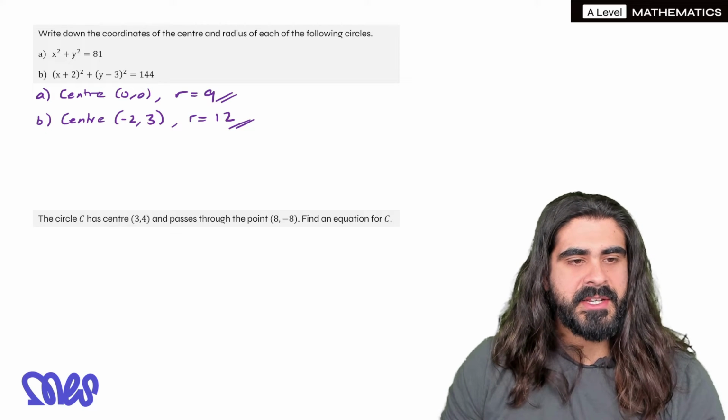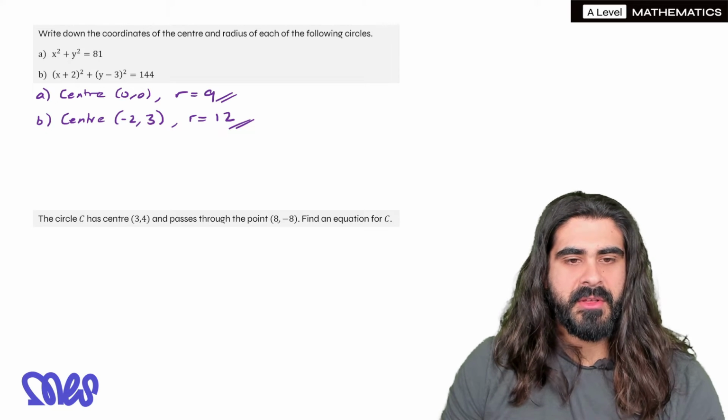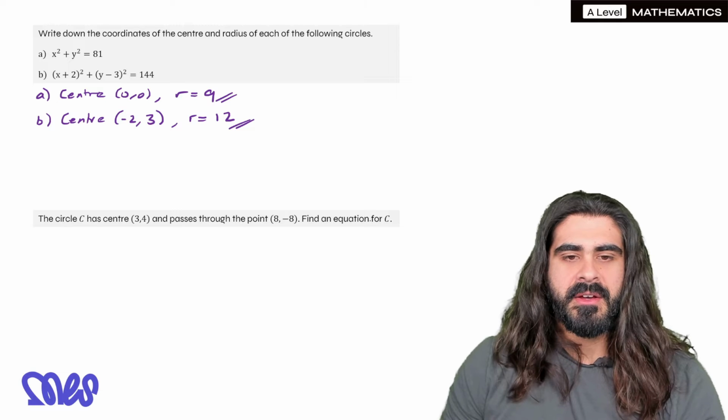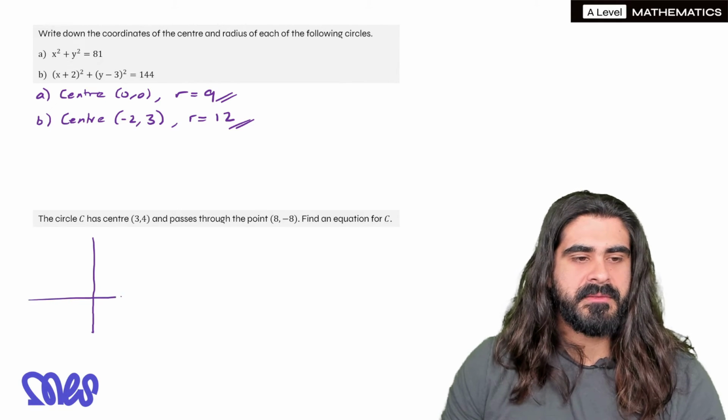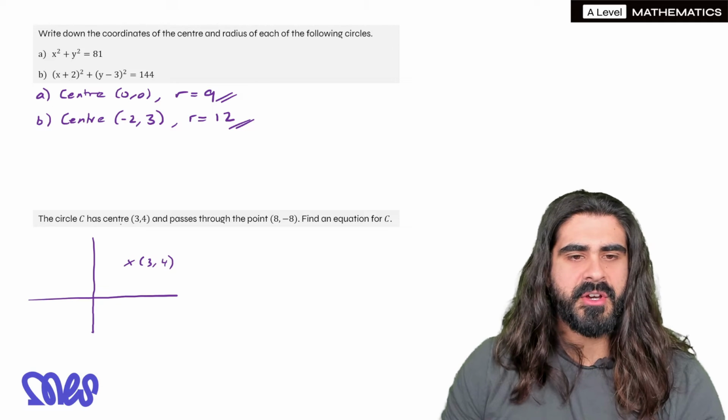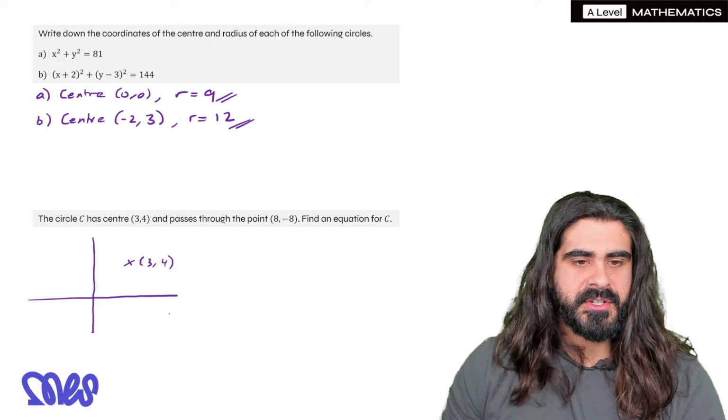A circle C has center 3, 4 and passes through the point 8, minus 8. Find an equation for C. So with all these questions, I always recommend we do a sketch. So the center is 3, 4. And it goes through 8, minus 8. Just say somewhere here.